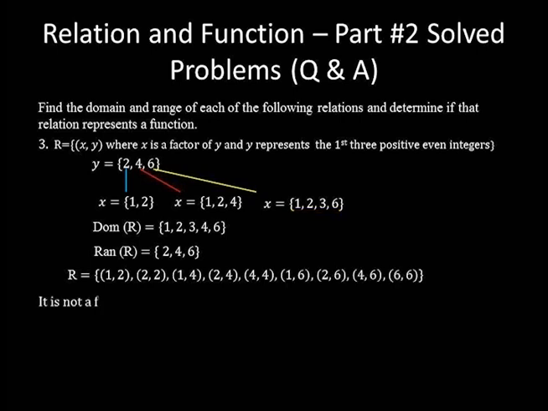This relation is not a function because one input has more than one output. As an example, if we consider the number 2, it pairs with the number 2, the number 4, and the number 6, meaning the input 2 has 3 different outputs. That's why this relation is not a function.